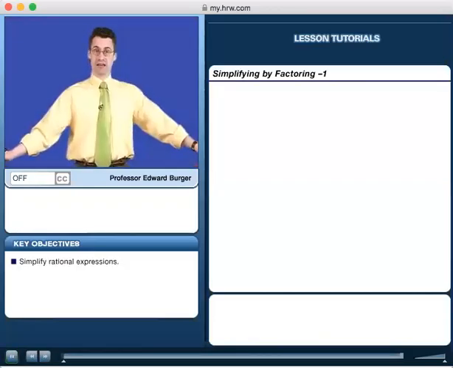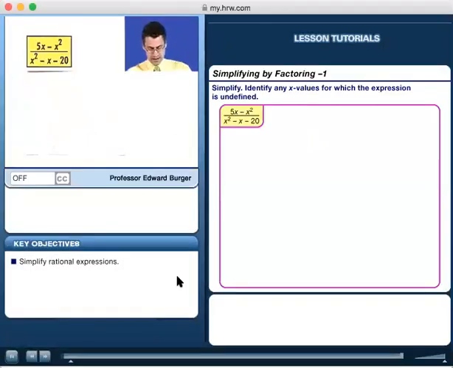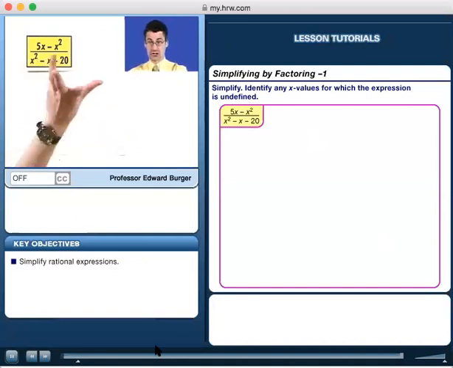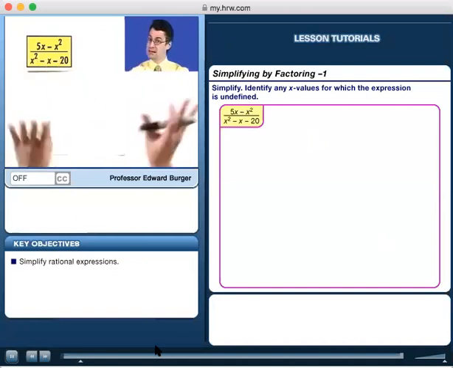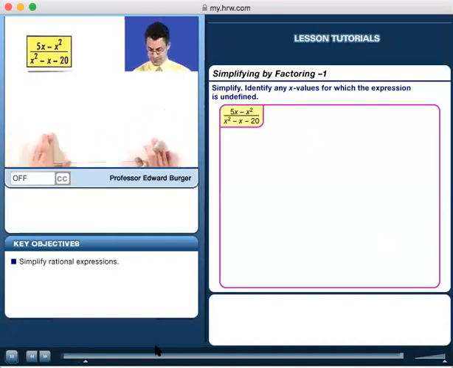Let's take a look at another example. So here I've got 5x minus x squared divided by that quadratic. All right, well, let's see if we can factor. By the way, I'm going to do this as I would actually do this for real. I'm not going to pretend, okay? So you're going to watch me do it.